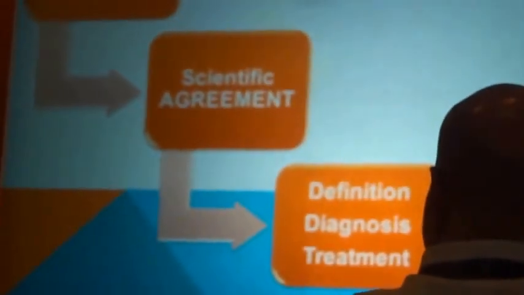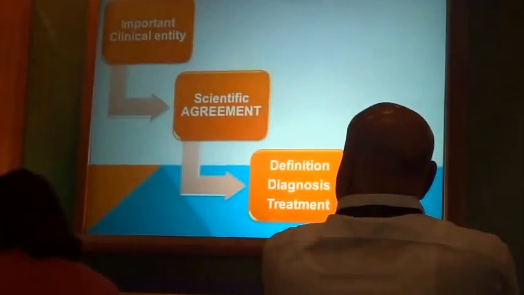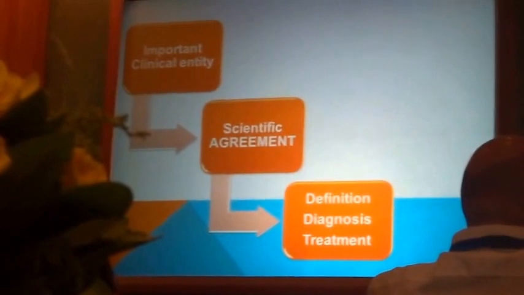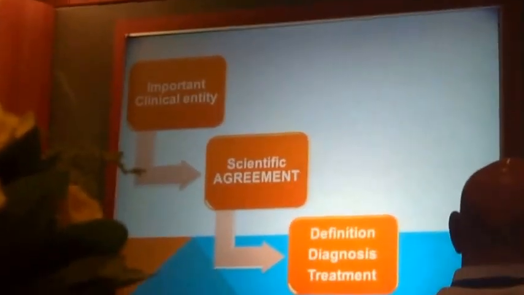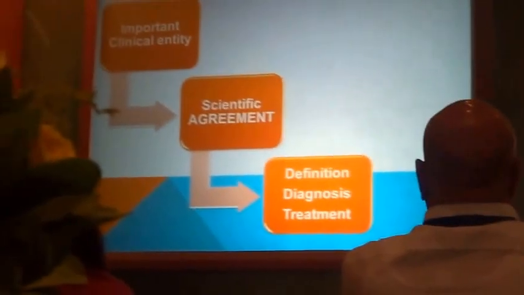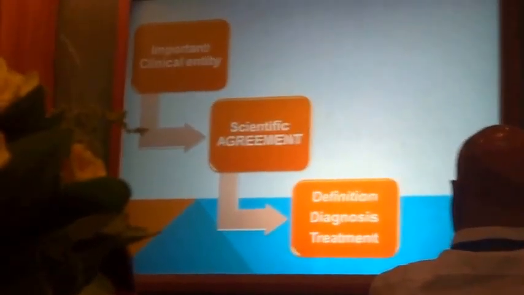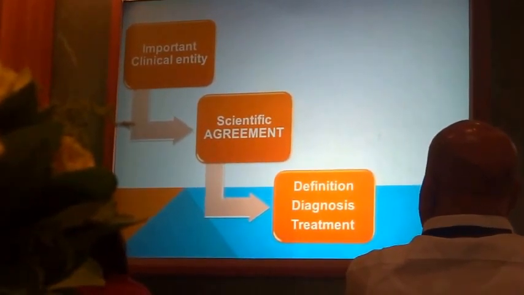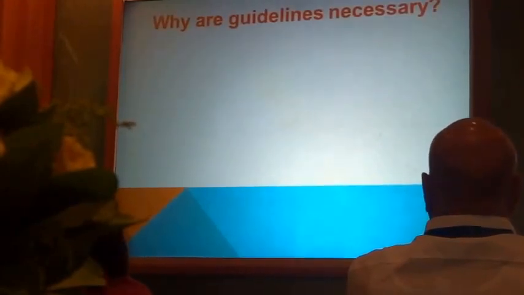So what are guidelines? You have an important clinical entity, a great problem in your community of clinical importance, and then you have a scientific agreement from scientific evidence about this, and then you provide the recommendations regarding the definition, the diagnosis, and the treatment. This is what the guidelines are. Then, why are they necessary?